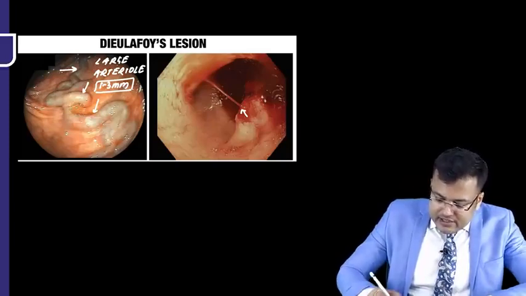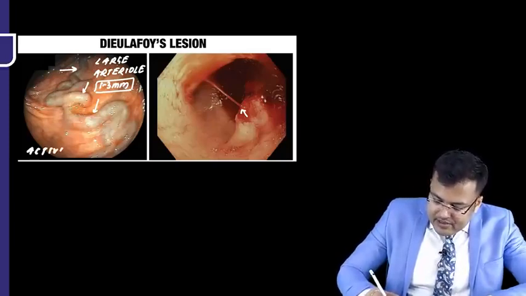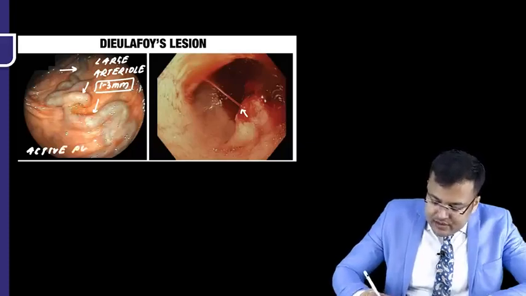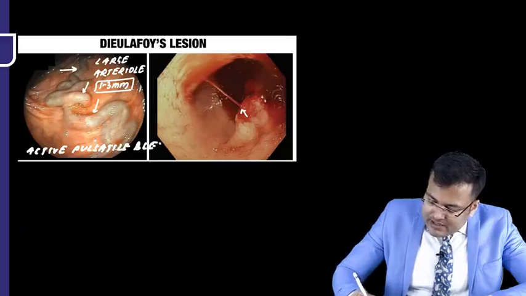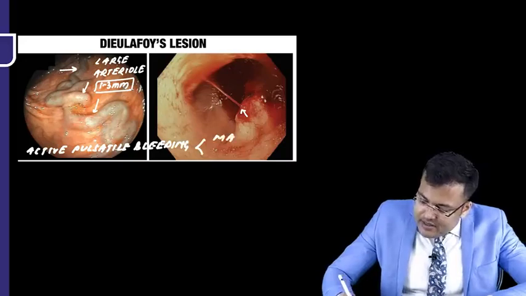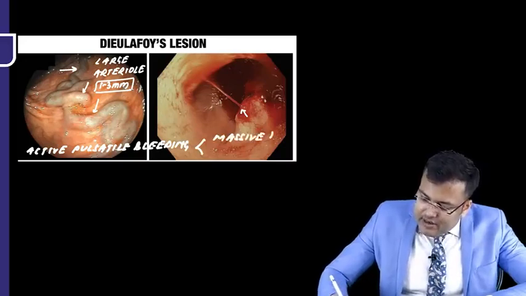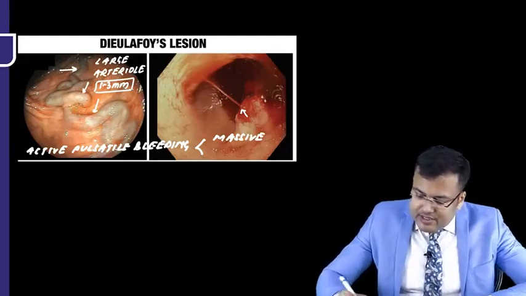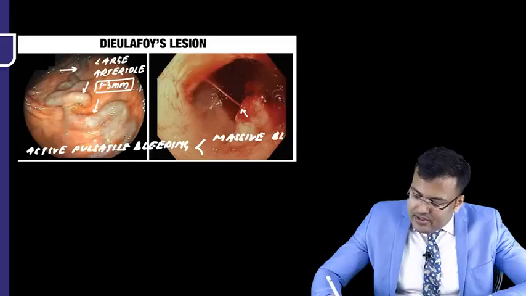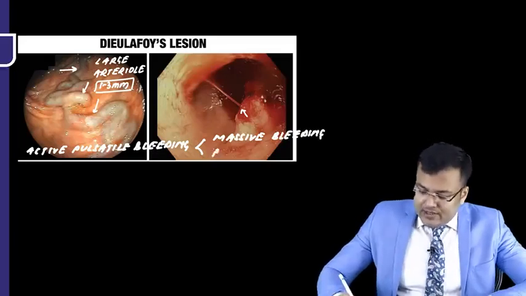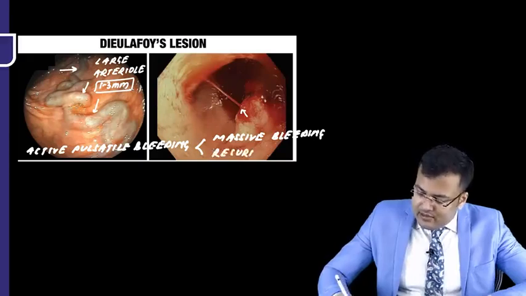Since there is active pulsatile bleeding, it leads to hypotension. So it actually leads to massive bleeding, and these patients also have recurrent hypotension. So initially there is massive bleeding and patients have recurrent hypotension.